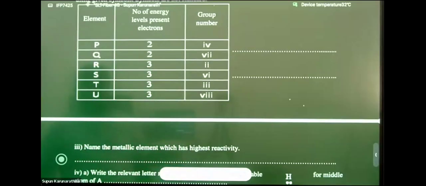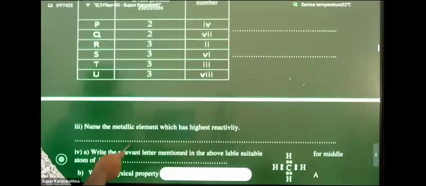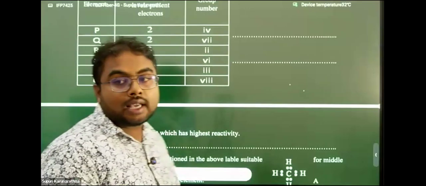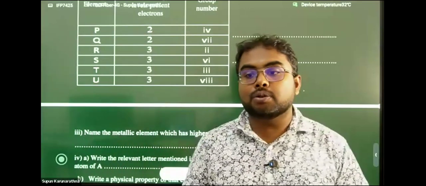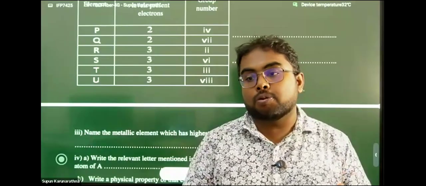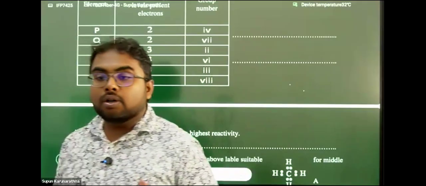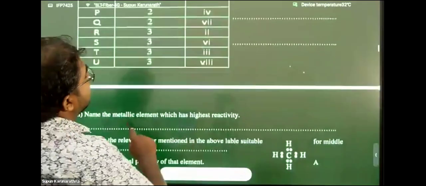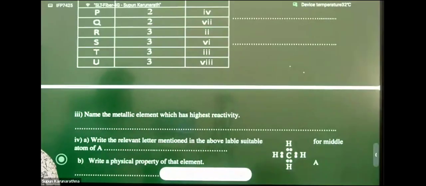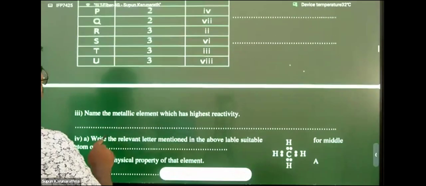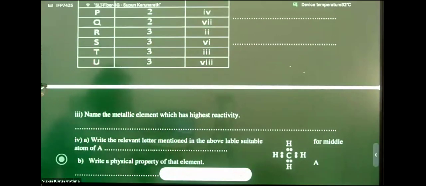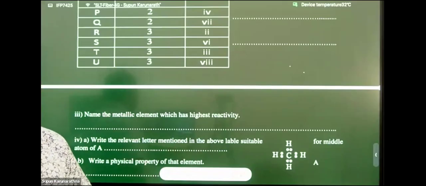Right, we can identify. So anyway, the question asks to name the metallic element which has highest reactivity. The metals in the periodic table, you know which groups? The first group and the second group. You can see that the group number second and third is also given. According to this information, name the metallic element which has high reactivity. We can take it R.